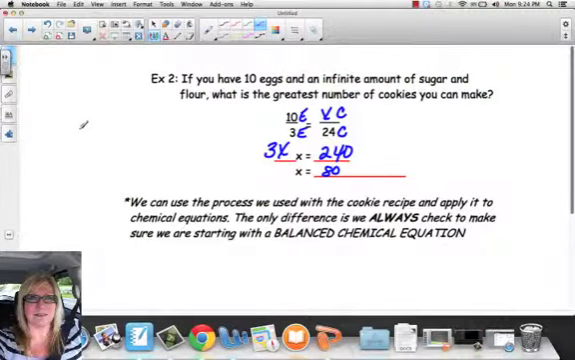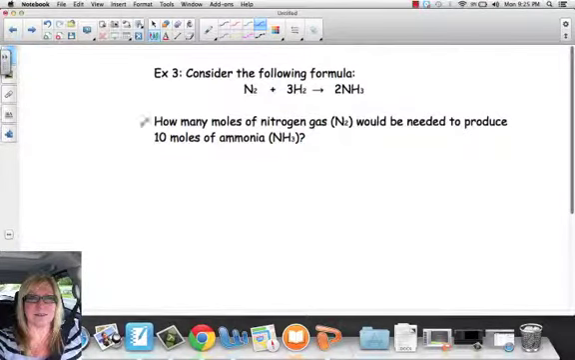We can use the process we used with the cookie recipe and apply it to chemical equations. The only difference is we will always check to make sure we are starting with a balanced chemical equation. So here's an example. Let's make sure that this is balanced. I have 2 N's, 2 N's. 3 times 2 is 6 H's, 2 times 3 is 6 H's, so it's balanced.